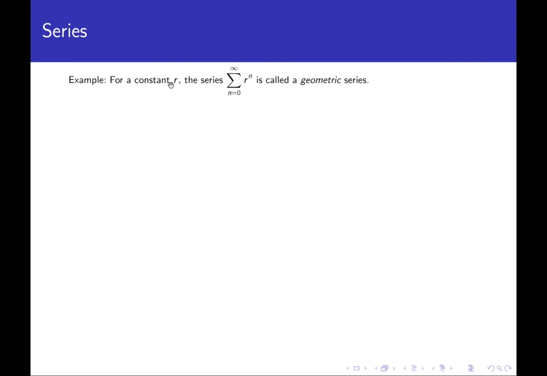So for any constant r, the series that starts at 0, goes off to infinity of r to the n, we refer to that as a geometric series. So let's start with, assume first that r is not equal to 1. We just discussed a minute ago what happens if r is equal to 1. This thing does not converge. You get an infinite sum. Okay, so let's assume for argument's sake that it's not equal to 1.